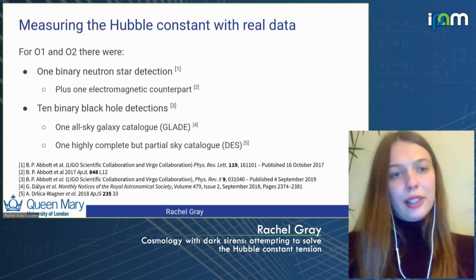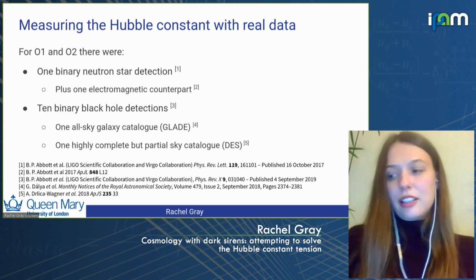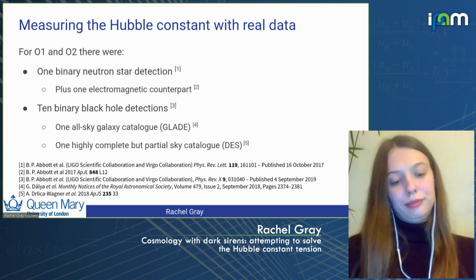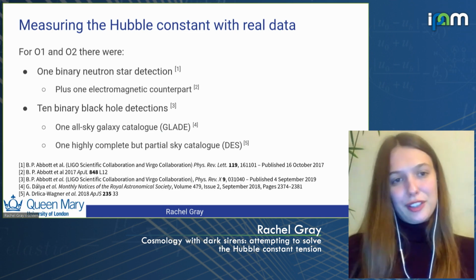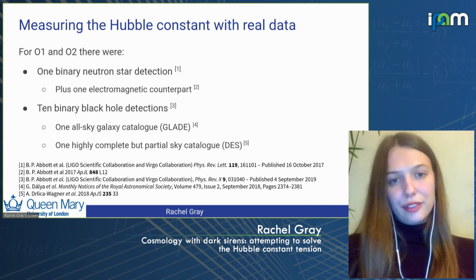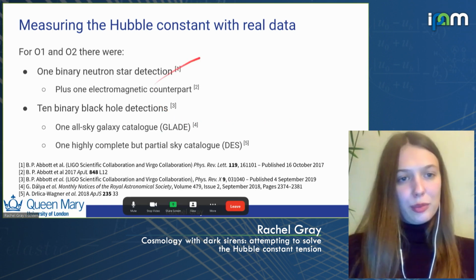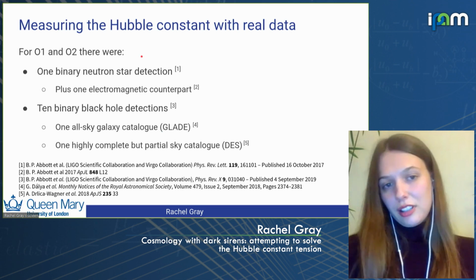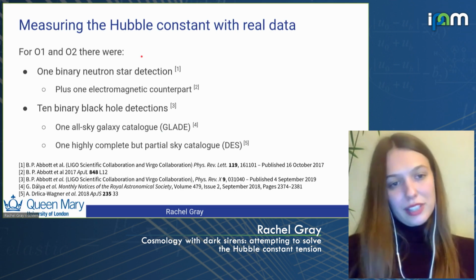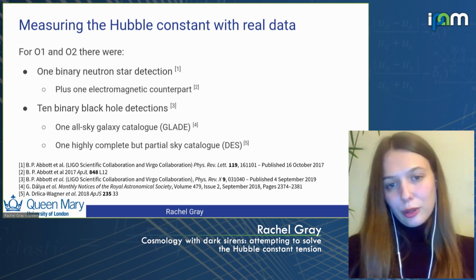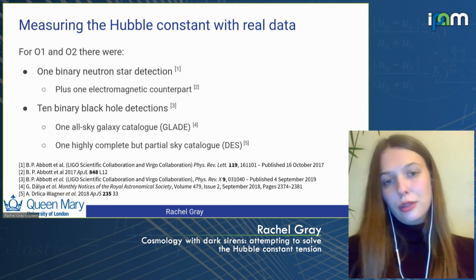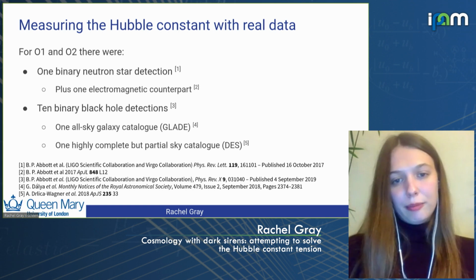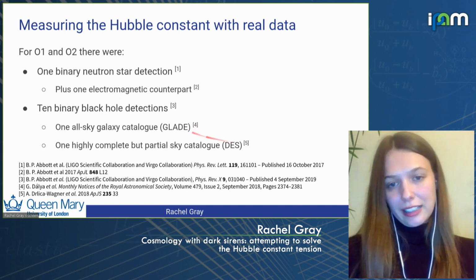So that's all very well and good with mock data. In terms of measuring the Hubble constant with real data, I'll first look at the first two observing runs of Advanced LIGO and Virgo. At those points, by the end of O2, we had measured one binary neutron star with an electromagnetic counterpart, which is excellent, and 10 binary black holes. And in order to use the black holes for the cosmological analysis, two different galaxy catalogues were used.